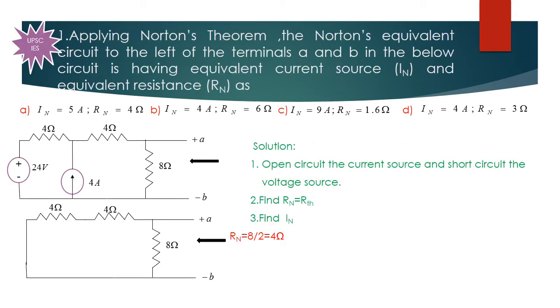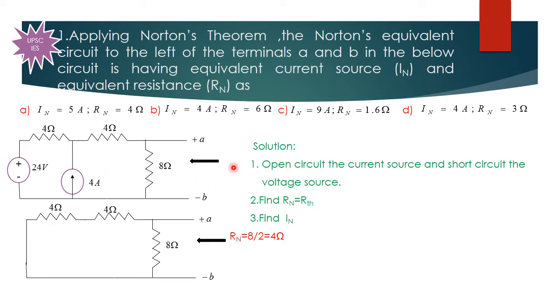So first problem. Applying Norton's theorem, the Norton's equivalent circuit to the left of the terminals A and B in the below circuit is having equivalent current source IN and equivalent resistance Rn as. That means we have to find what is IN and Rn. Rn is nothing but Thevenin's resistance. Then IN is the Norton's current. So this is the circuit given. Here this is a voltage source and this is a current source.